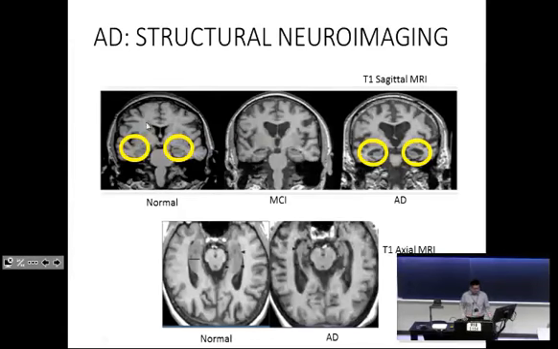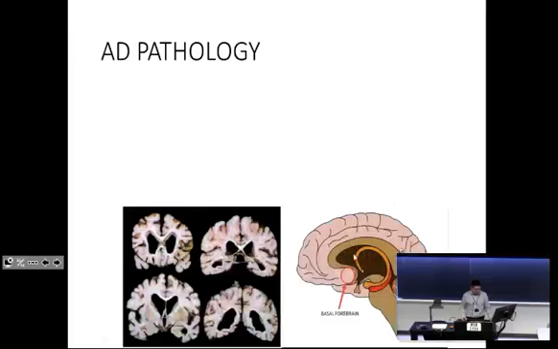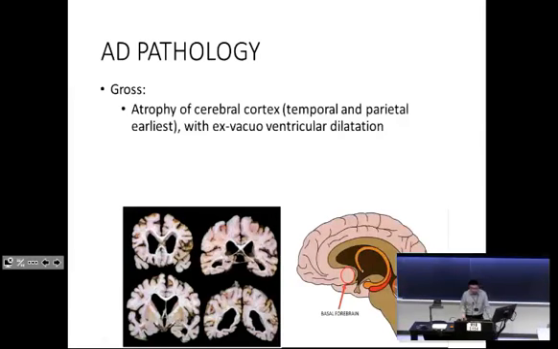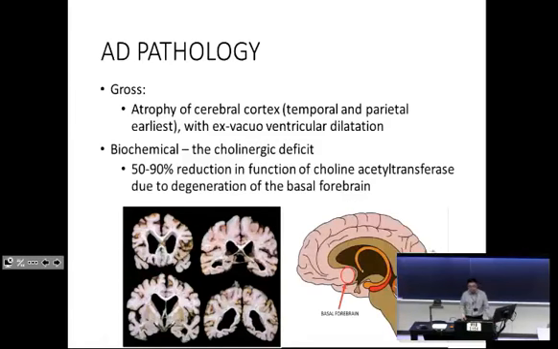And of course, also the fact that the ventricles will have ex-vacuo dilatation. On the axial cuts, this is what it looks like. The temporal horns just expand significantly. AD pathology, gross pathology is atrophy again in these areas, temporal and parietal areas, as well as in the hippocampal region. Biochemically, there's a cholinergic deficit due to atrophy in the basal forebrain, which creates acetylcholine.